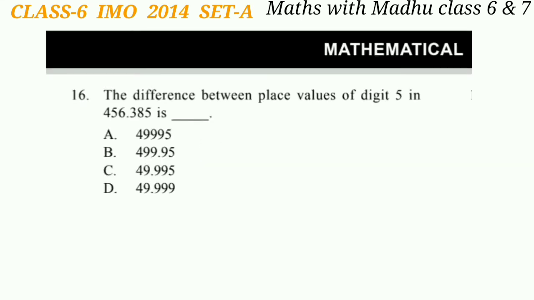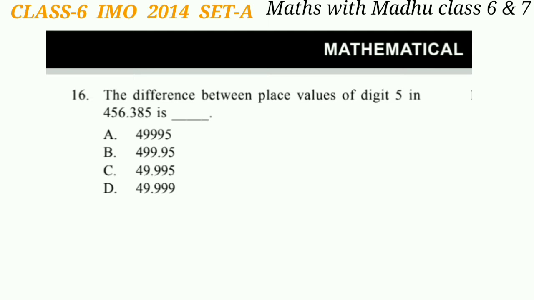Let's start with the mathematical reasoning portion. Question 16. The difference between place values of digit 5 in 456.385 is dash. Try to solve the question. If you can solve it, write down your answer in the comment section.